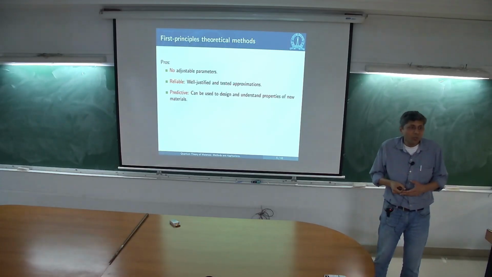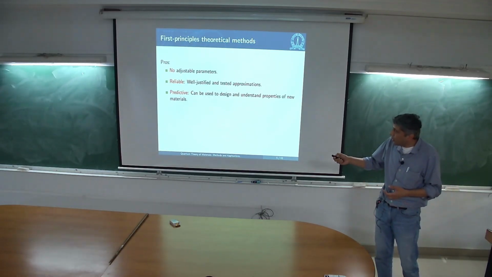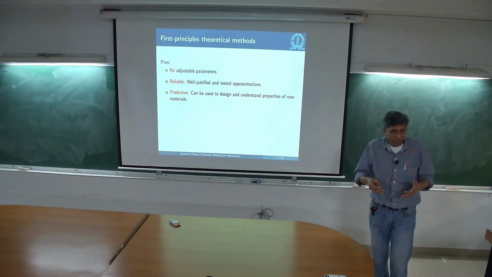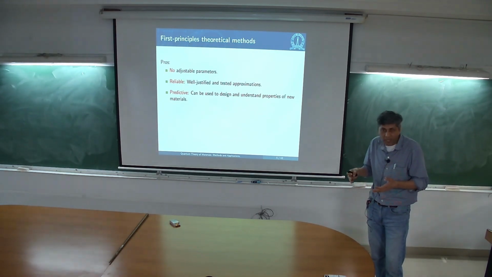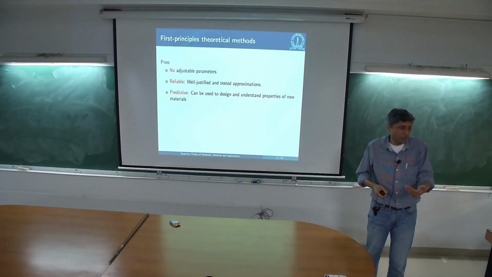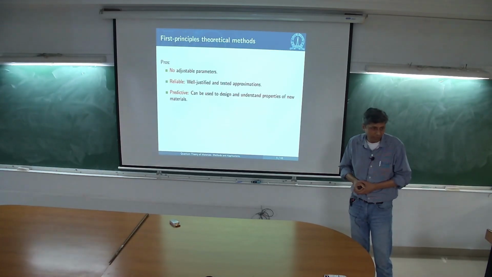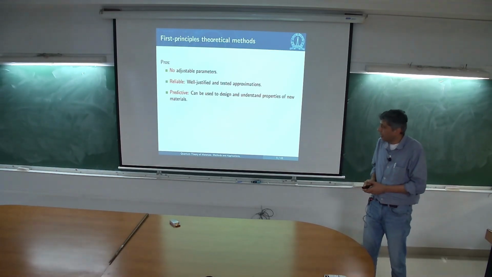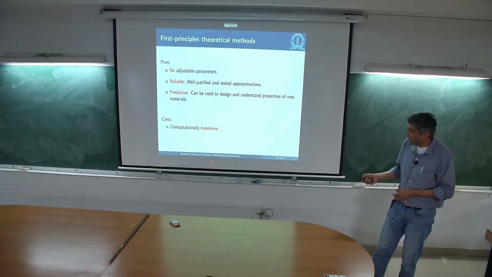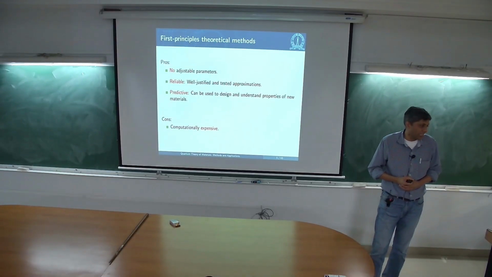And the reason why we want to use these methods to understand these properties is because if you have no adjustable parameters, and your methods are reliable with well justified and tested approximations, in principle you can use them to predict new properties of materials where you don't know what is going to happen, where there hasn't been an experiment done on that material. Yeah. There is of course a con to everything. There are two sides of a coin. So the con here is that these methods are typically computationally very expensive.